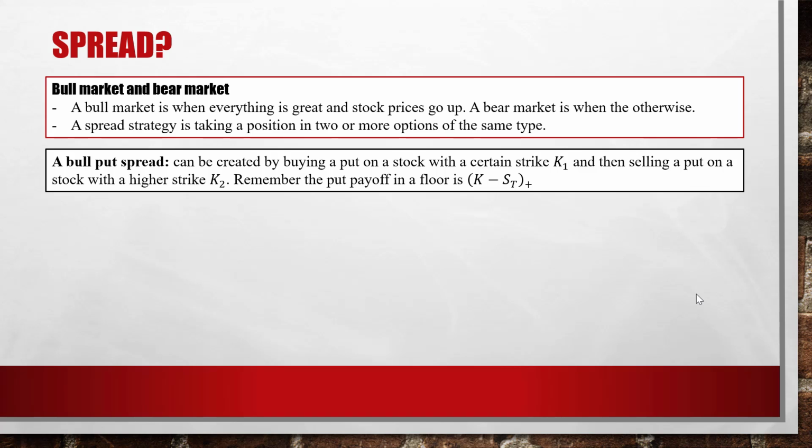a bull put spread. So now we switch to put options instead of calls. A bull put spread can be created by buying a put on a stock with a certain strike K1 and then selling a put on a stock with a higher strike K2. Remember the put payoff is a floor, because floor goes with put and cap goes with call. For the cap, we have ST minus K. For the floor, we have K minus ST. And don't forget the plus sign to denote this is a function.